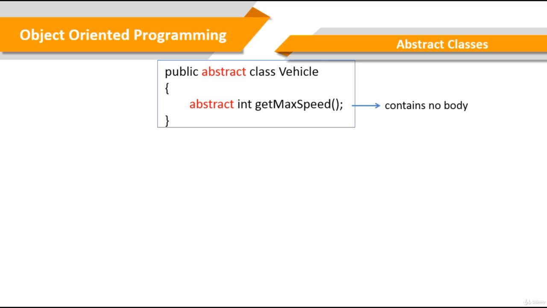You cannot instantiate an abstract class. That means that you cannot create the object of it. So in order to use an abstract class, we have to inherit it from another class. You can think of an abstract class as like a template. You must extend it and override the abstract methods.